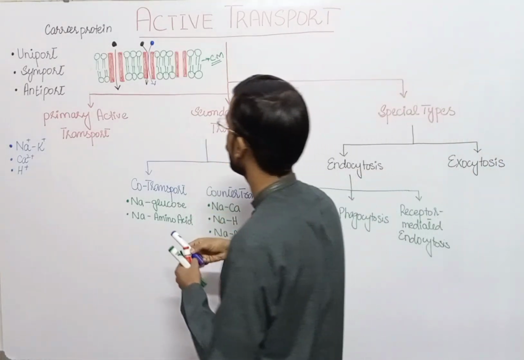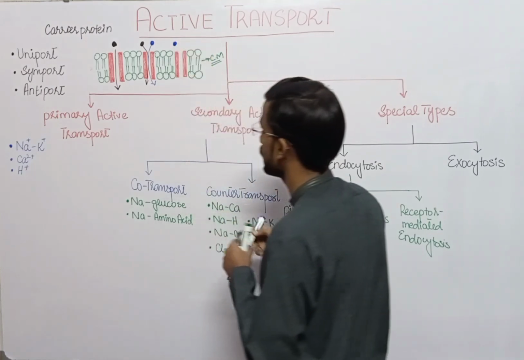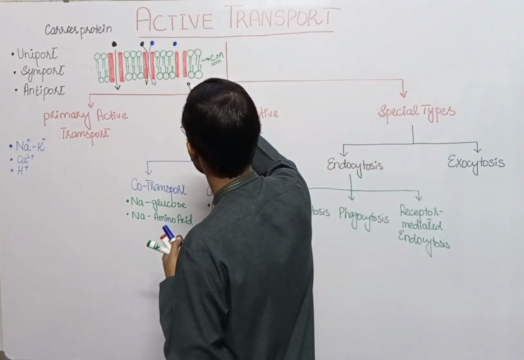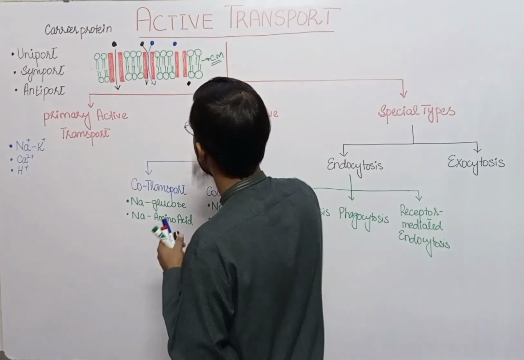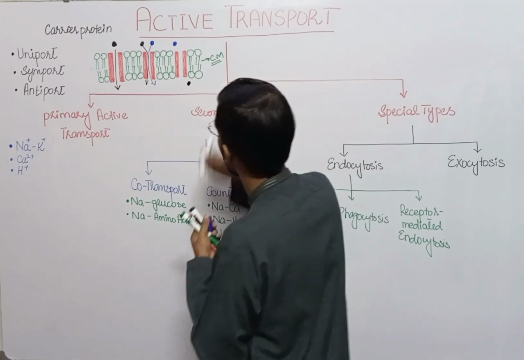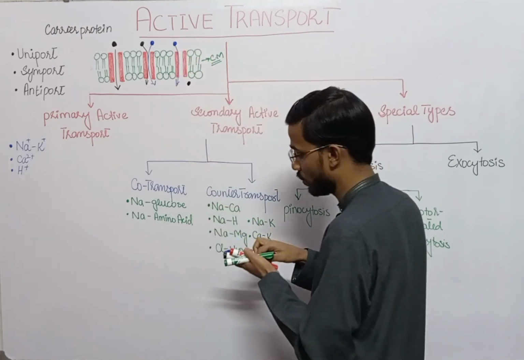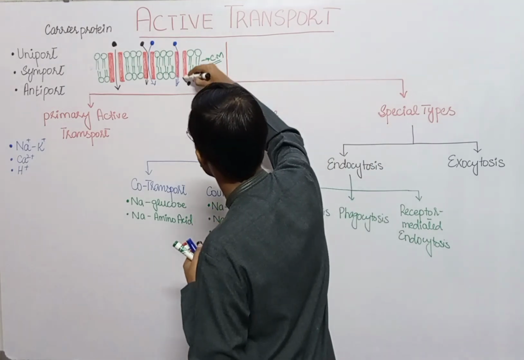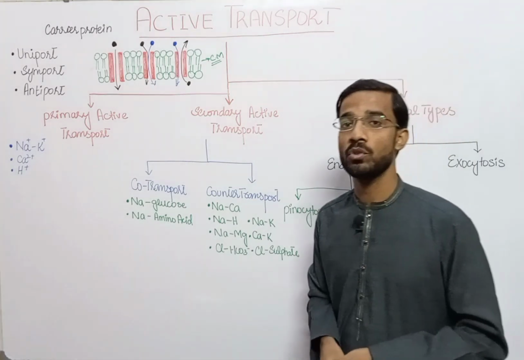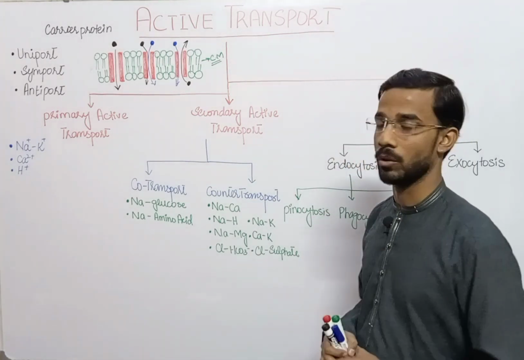But in Antiport, here is molecule 1 and here is molecule 2. These molecules move in opposite directions. One molecule will move inside the cell and the other molecule will move outside the cell. This is called the Antiport. So these are basically the three types of carrier protein: Uniport, Symport and Antiport.